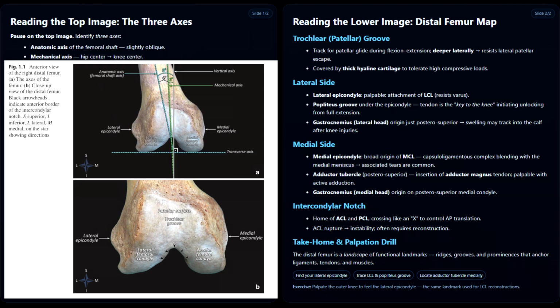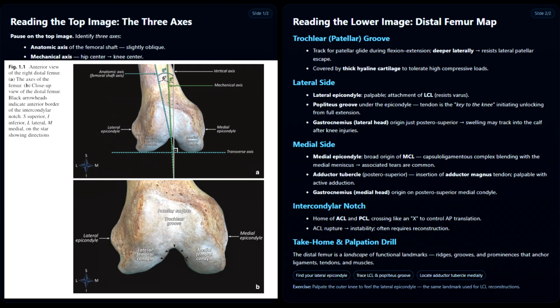So what should you take away from these images? The distal femur is not simply two rounded ends. It is a landscape of ridges, grooves, and prominences, each serving as a docking station for ligaments, tendons, and muscles. Every little bump and hollow you see in the image corresponds to a functional and often clinically significant structure.